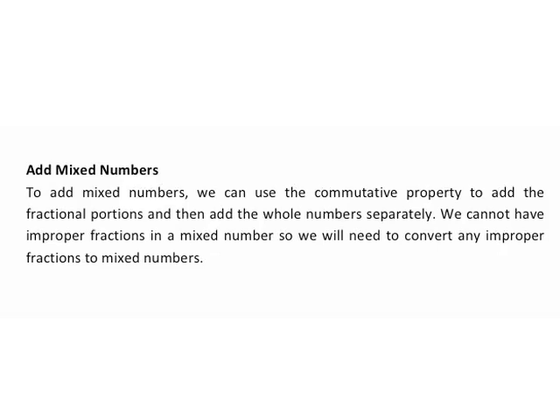Add mixed numbers. To add mixed numbers, we can use the commutative property to add the fractional portions and then add the whole numbers separately. We have to be careful though. We cannot have improper fractions in a mixed number, so we will need to convert any improper fractions back to a mixed number.